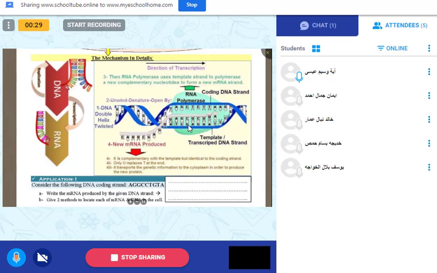In front of G, C. In front of A, U. In front of G, C. In front of A, U. In front of A, U. In front of T, A. Right? Yes. Now you have a molecule of messenger RNA. Correct? Yes. Now Aya, I want you to compare this messenger RNA with the template or transcribed strand and with the coding strand.